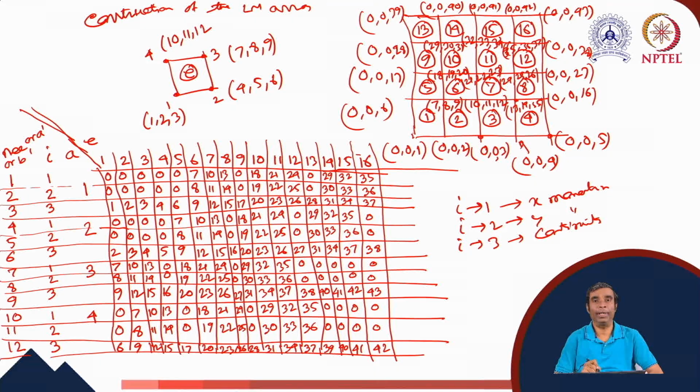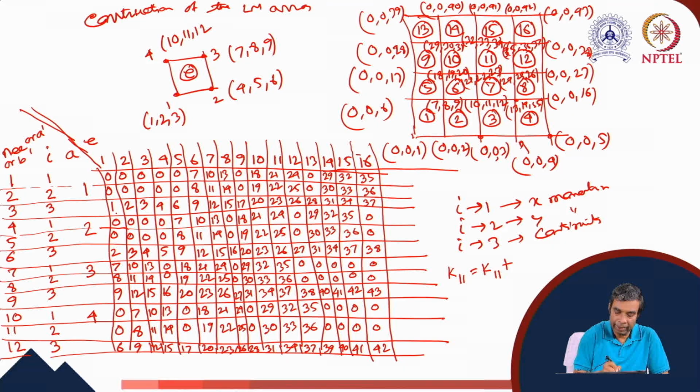Now, we have completed the construction of the LM array. Using the same method that we have shown for the heat conduction problem, we can construct the assembled matrix equation system. So let us see, we want to find out K11 from this matrix. K11 for the assembled matrix equation system will be K11 equals the initial K11 guess value plus, let us scan for every element. Equation 1 is present only in the first element, so there will be no contribution from other elements. K11 is a diagonal term.